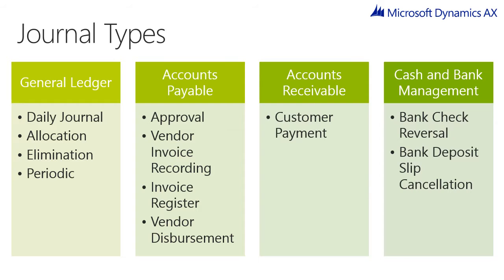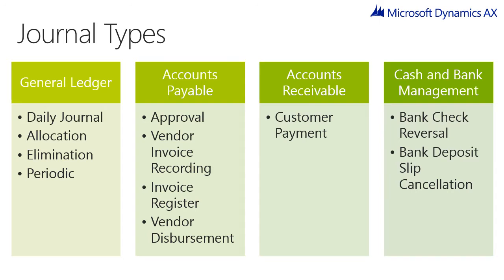Here you can see a few examples of the different journal types that are available. This is not a comprehensive list, just a simple example of some of the most common journal types that are available for each module. For the general ledger, you have the daily journal, allocation, elimination, and periodic journals available. In accounts payable, you have approval, vendor invoice recording, invoice register, and vendor disbursements. In accounts receivable, you can use the customer payment journal type. For the cash and bank management module, journal names exist for bank check reversals and bank deposit slip cancellation.